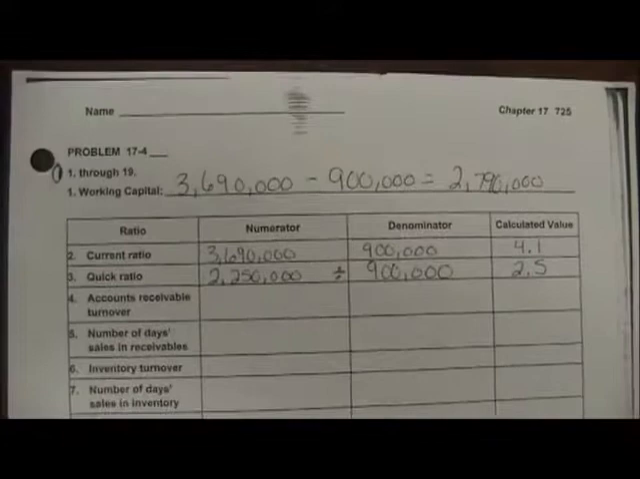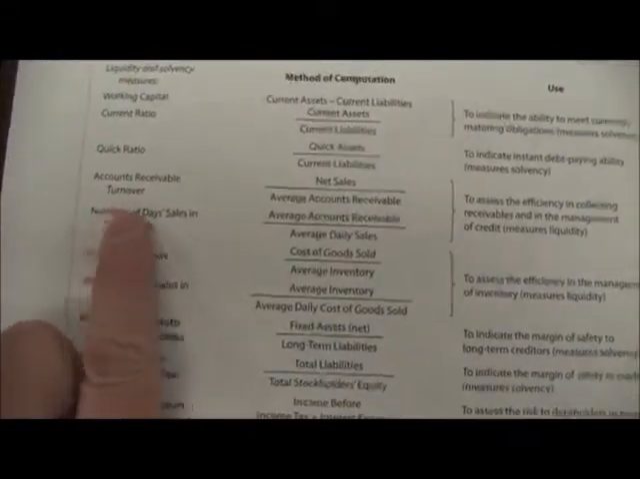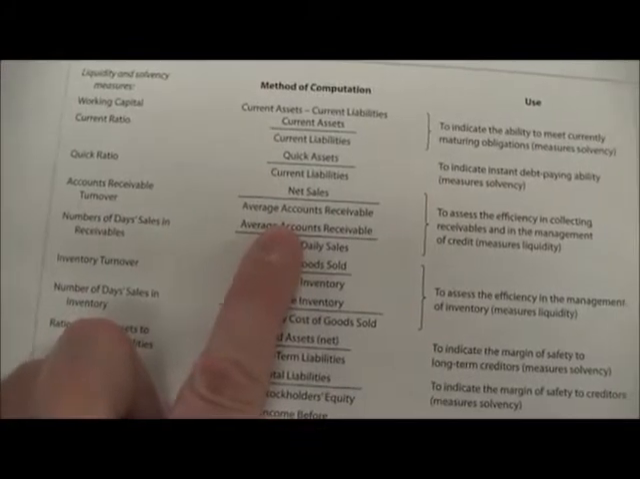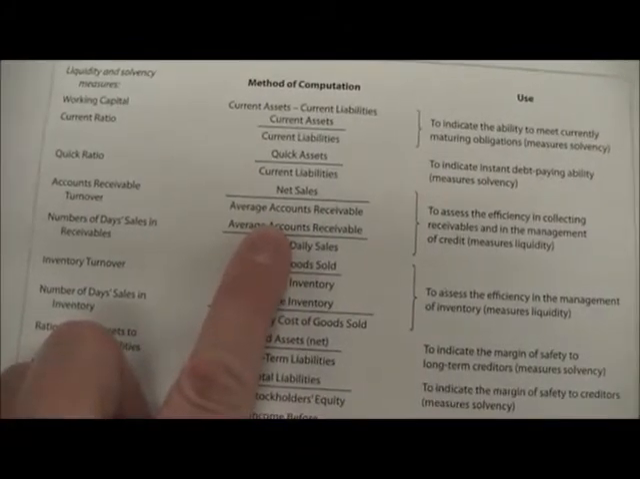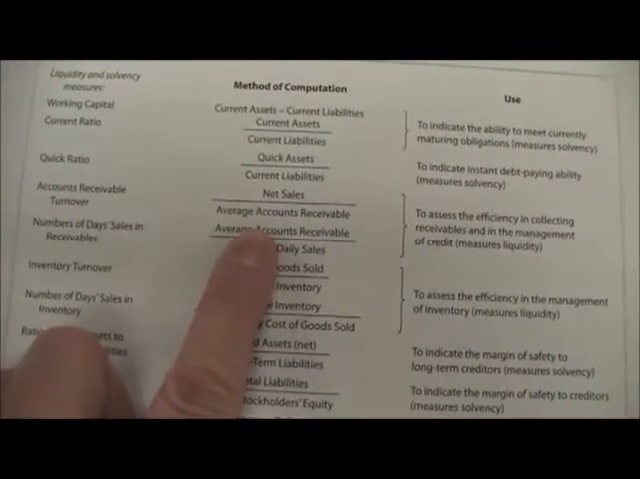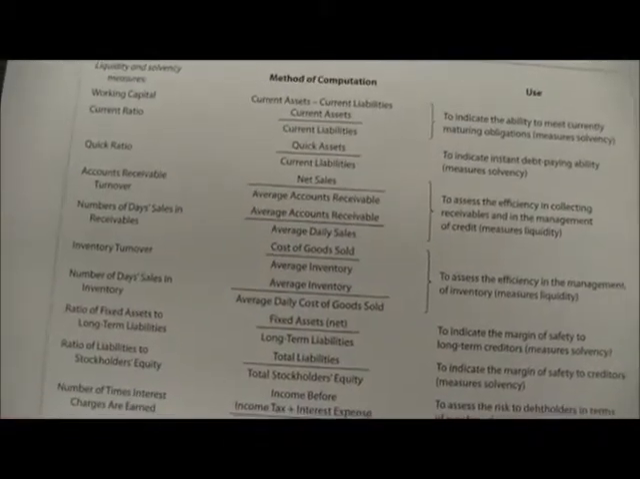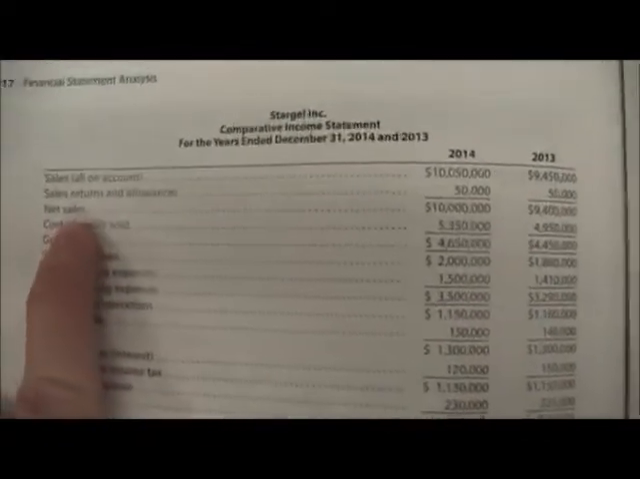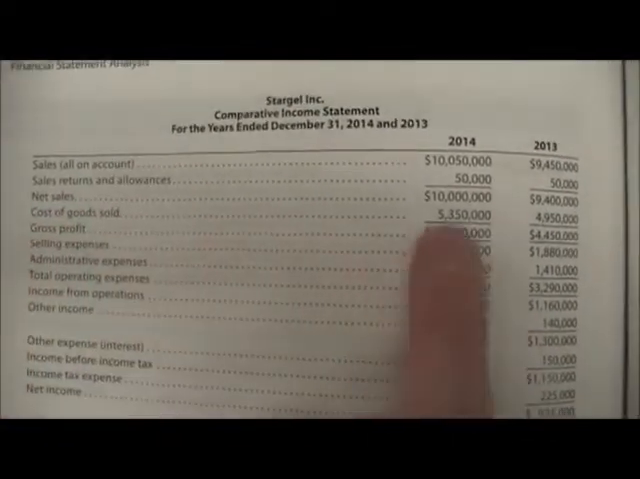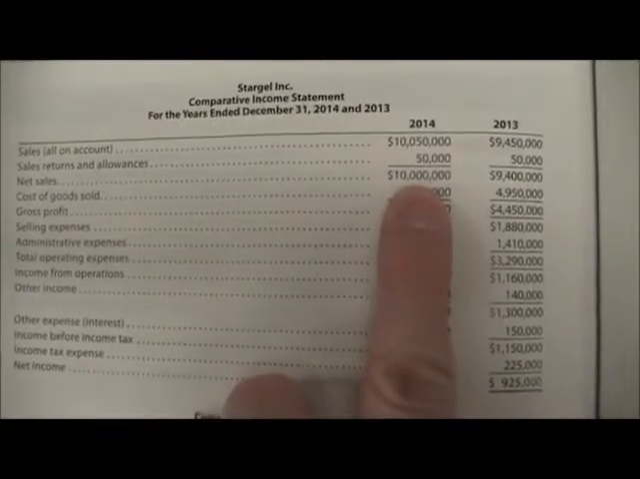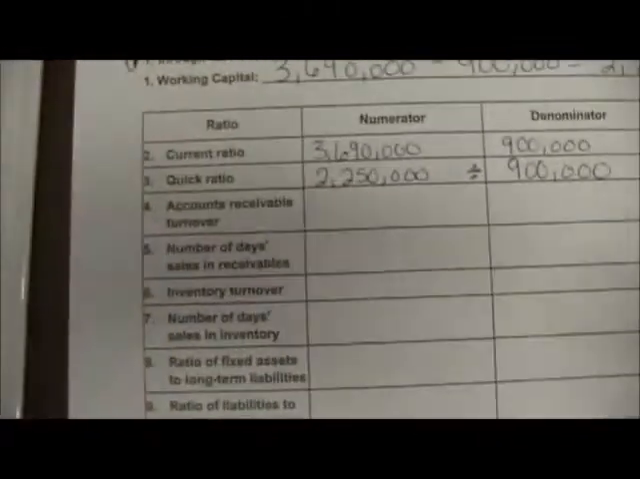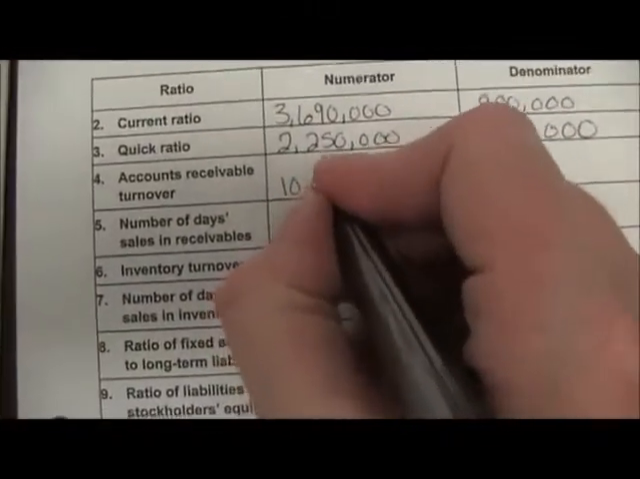Now the next one is the accounts receivable turnover. In our note sheet, the accounts receivable turnover is our net sales divided by our average accounts receivable. So we have some calculating to do here. First thing we're going to do is find our net sales. If we look at our income statement at the top, it tells us that our net sales for 2014 were $10 million. So we come over to our worksheet, and that becomes our numerator.